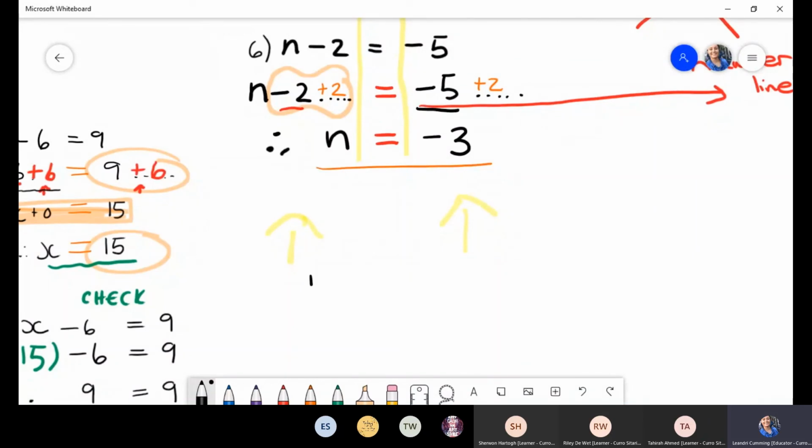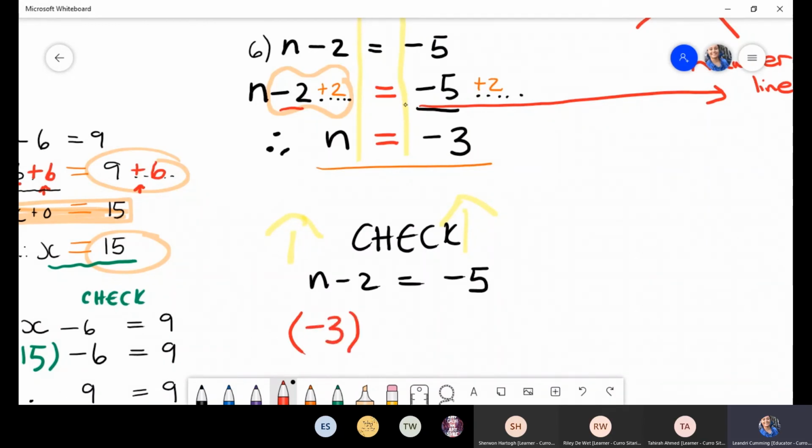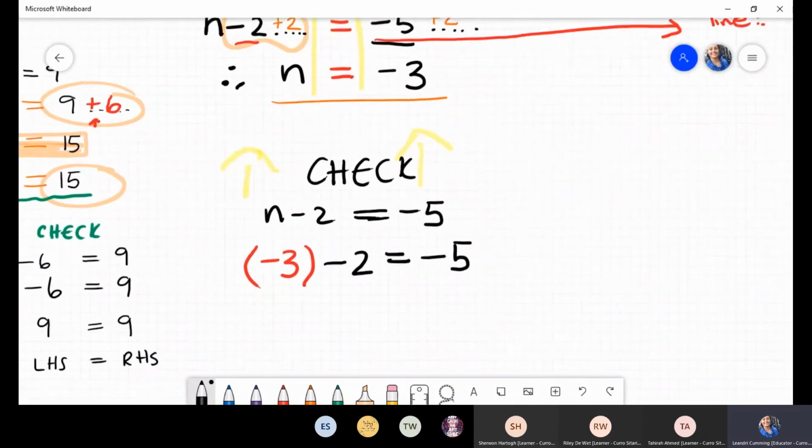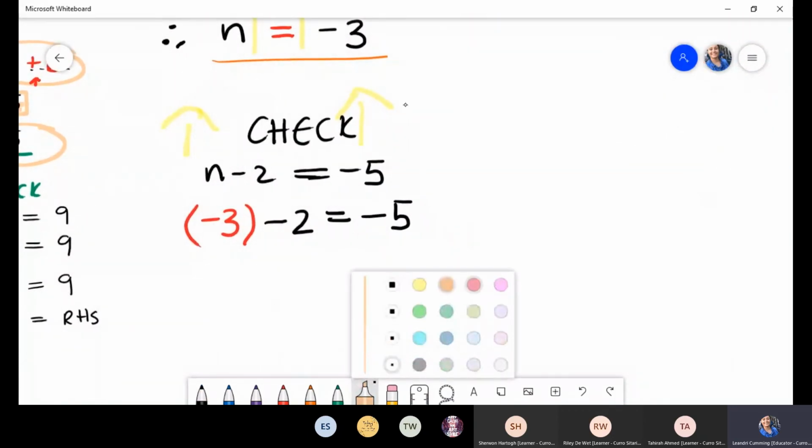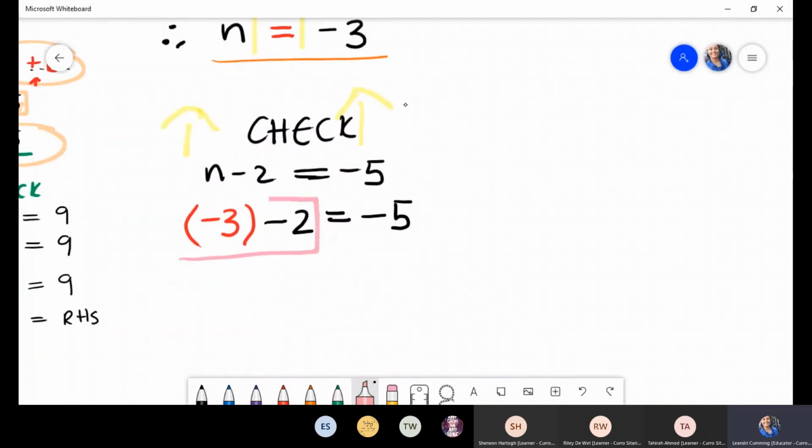The original n minus 2 equals minus 5, my original equation. What am I doing? I'm busy doing the check. I plug in the value that I've found for n. I keep the original equation. I work clearly in line, and I see this. Once again, I'm going to warn you, it is not minus times a minus. It is not multiplication. This is working on a number line.